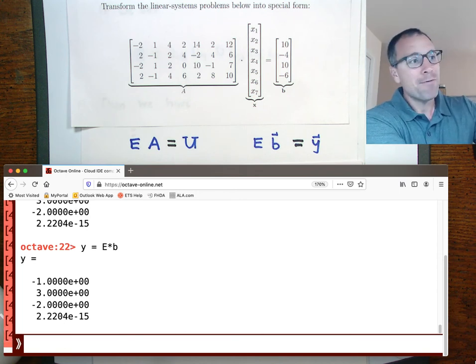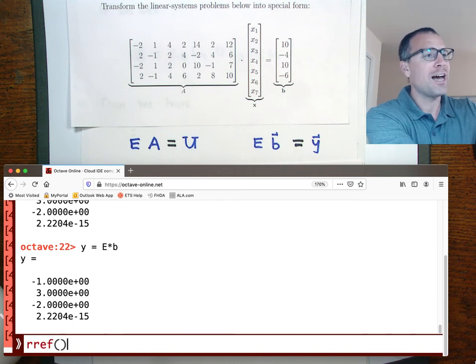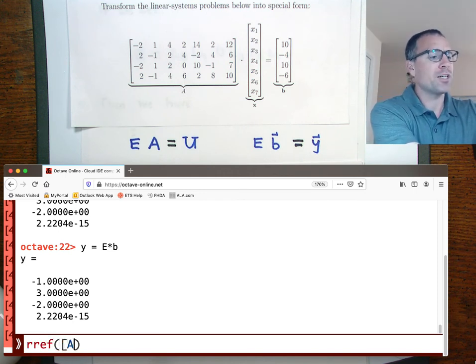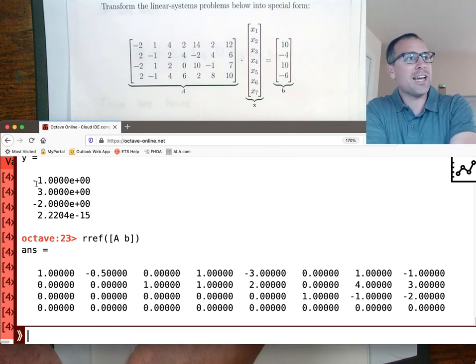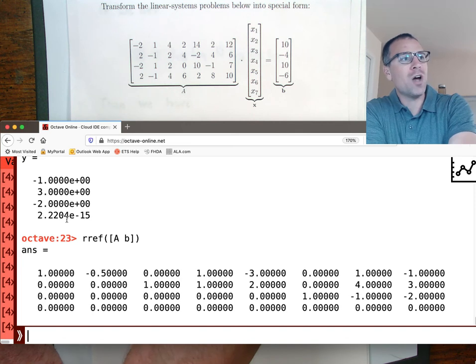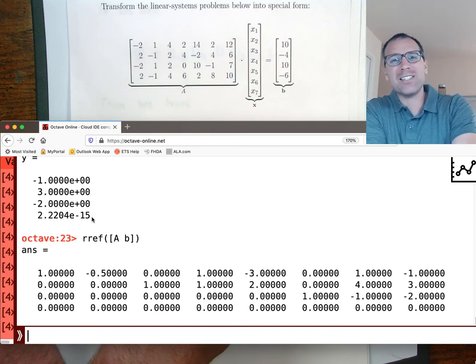This is the same vector that I would get out if I took the RREF of the augmented matrix A, B. When I look at that last row, -1, 3, -2, check that out. Y, which is E times B, was -1, 3, -2. The last entry is numerical round-off error. E to the -15 is about 0, so we could assume that that's 0. This happens in exact arithmetic by the way that we did it.